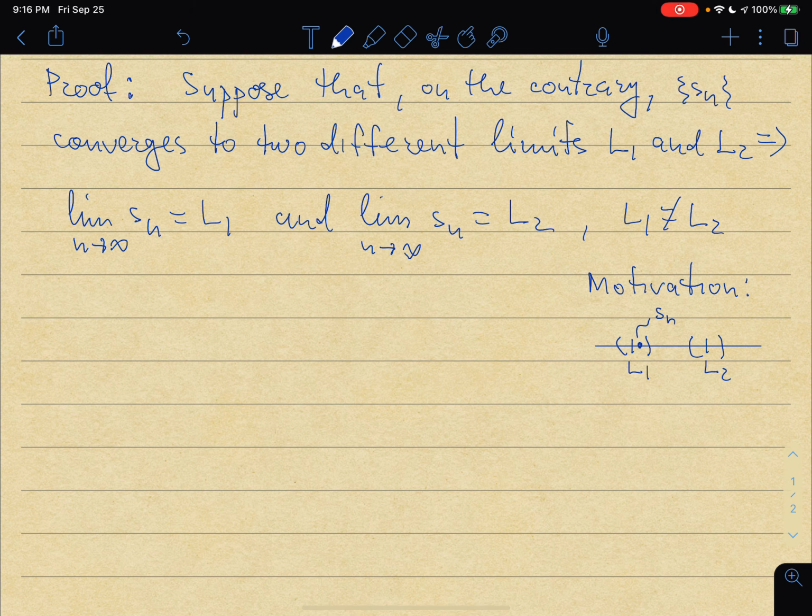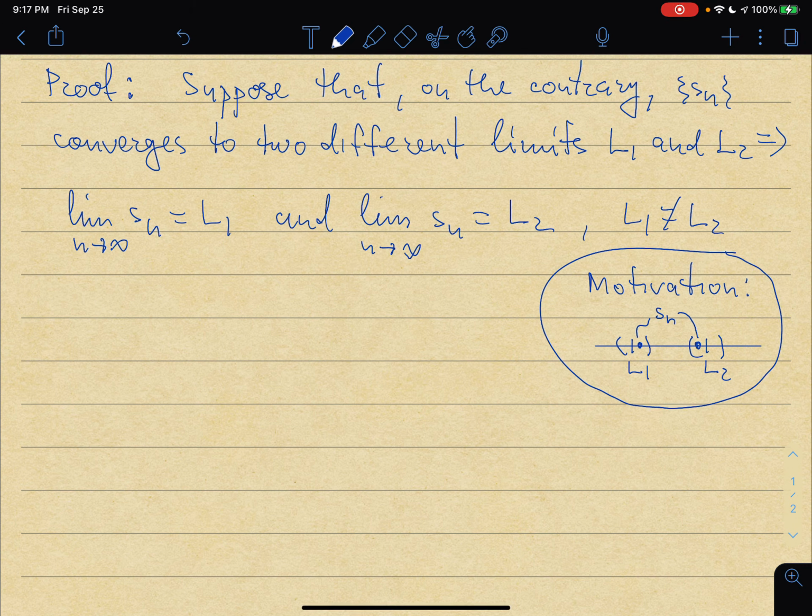So that means that if I choose a neighborhood of the same size around L2, then Sn will have to belong to this neighborhood as well. And that obviously is impossible if epsilon is sufficiently small. Because the distance between L1 and L2 is a fixed number, so I can choose neighborhoods sufficiently small so that they're not intersecting, and yet Sn has to belong to both neighborhoods. And so that is where the contradiction should come from.